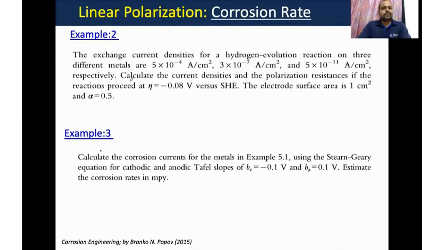Estimate the corrosion rate in MPY. So in the first equation you have to identify Rp, and the things are very easy. I and eta are already given, and once you have calculated Rp, you just calculate I corrosion, and then based on the I corrosion you have to calculate the CR, the corrosion rate. This is the question, whatever we have already discussed previously.